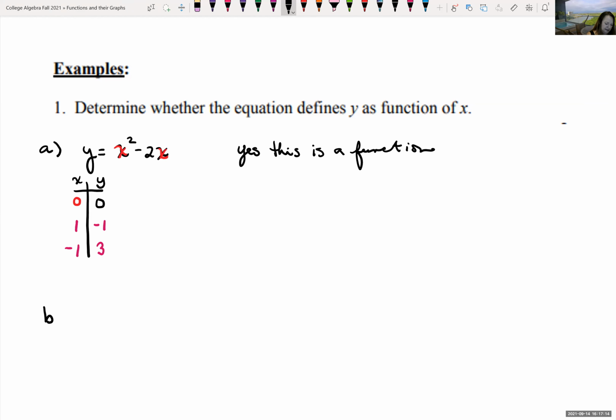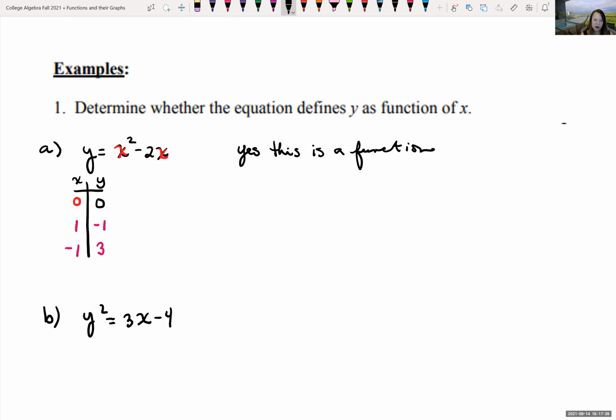What about the example if we had y squared is equal to 3x minus 4? And we want to know, is this a function or not? If your equation is not in the form of y equals, it's probably best that you put it in that form, and then it'd be easier to see if it's a function or not.